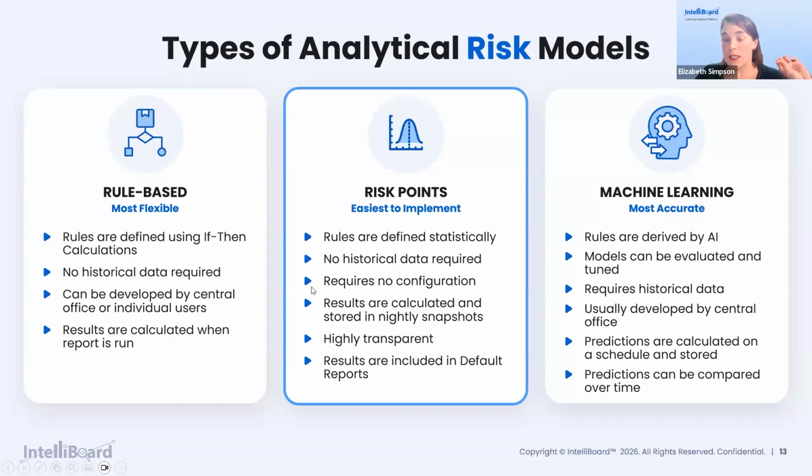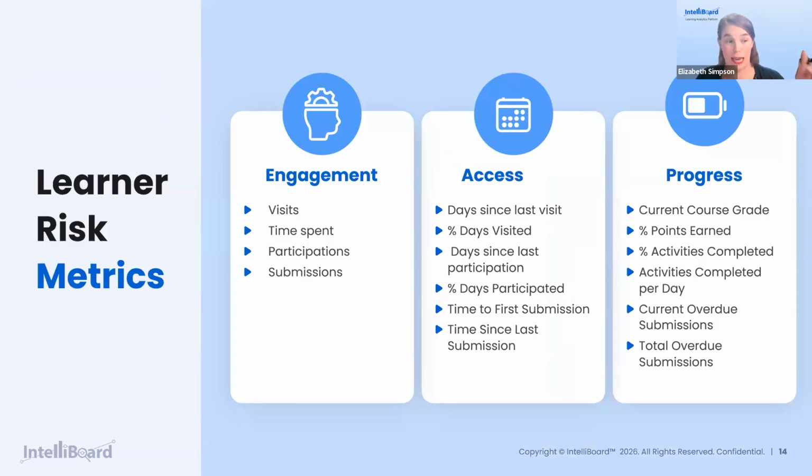So risk points come with our defaults. It is there, it is on. We are making it clean and easy to see how that student compares to their classmates in the exact same class. It's on and running the day you connect to IntelliBoard, and always, always delighted to chat about the specifics. But high level, risk is calculated by looking at engagement, access, and progress.